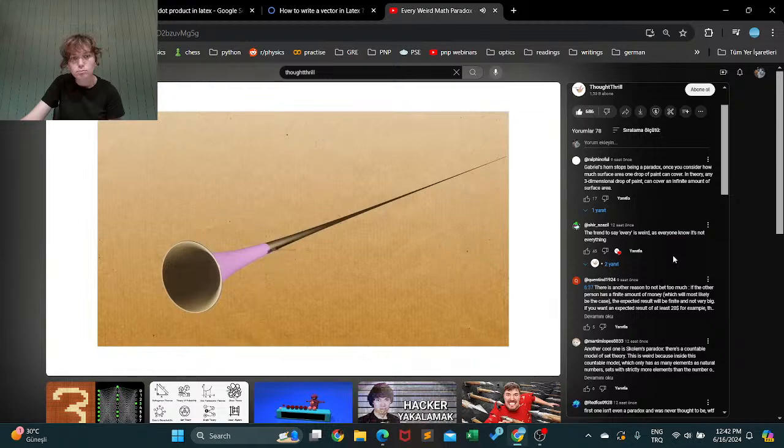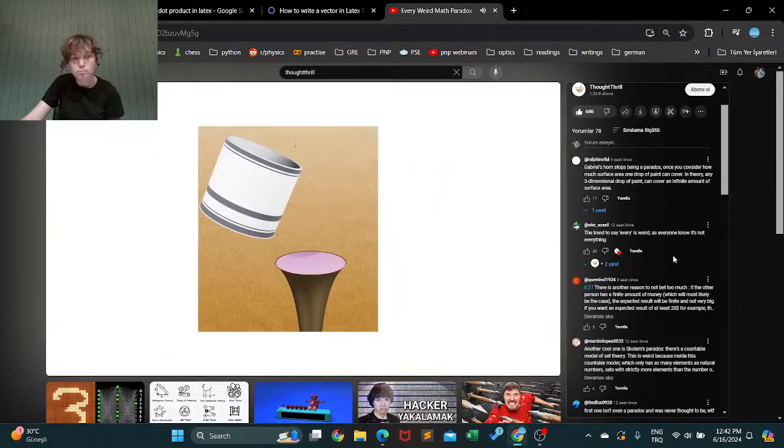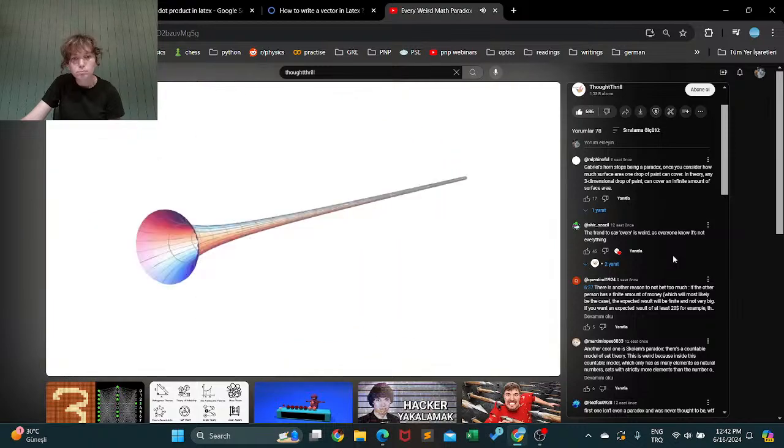If you tried to paint the outside of this trumpet, you would need an infinite amount of paint because it has an endless surface area. So you could never paint it because it's impossible. But here's the magic part. If you wanted to fill the inside of the trumpet with honey or whatever, you would only need a certain amount. Even though it's super long, you can fill it up with a finite or limited amount of honey. It's a special trumpet that's impossible to cover on the outside, but possible to fill on the inside.